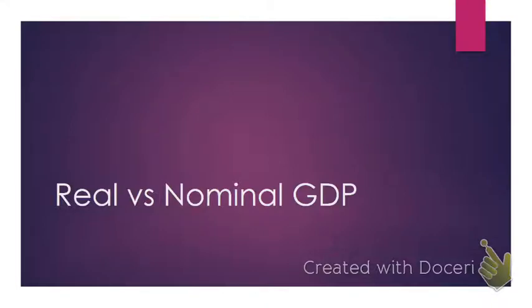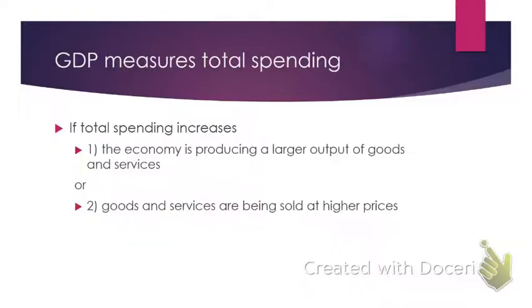Today's lesson, the first topic we're going to have is real versus nominal GDP. GDP measures total spending. If total spending increases, the economy is producing a larger output of goods and services. That's one reason why GDP would increase, because the quantity produced is more. Or the second reason would be goods and services are being sold at higher prices.